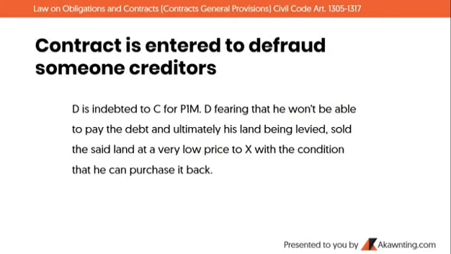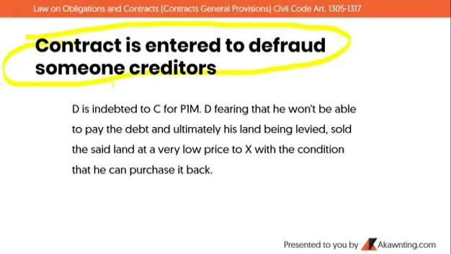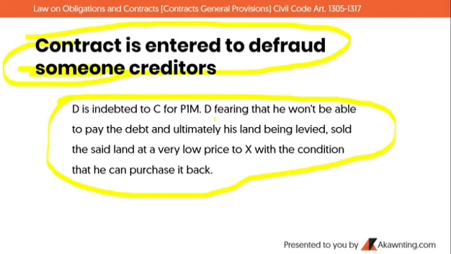What is the third exemption? When contracts are entered into to defraud creditors. So, D is indebted to C for 1 million. D, fearing that he won't be able to pay his debt and ultimately his land being levied, sold the said land at a very low price to X with the condition that he can purchase it back.